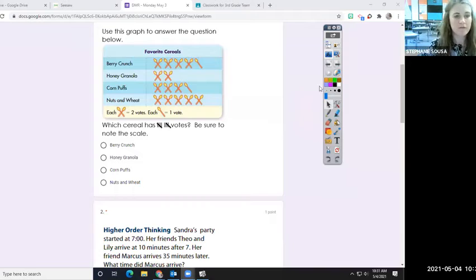Okay, let's take a look at our DMR from yesterday. We have some graphing skills, some elapsed time skills to review, and some shape skills to review.